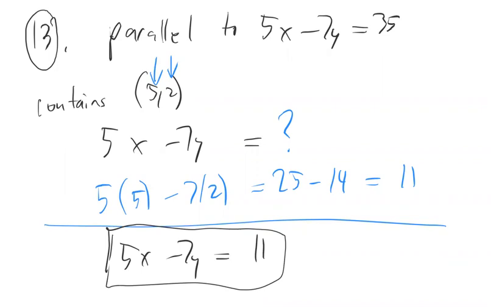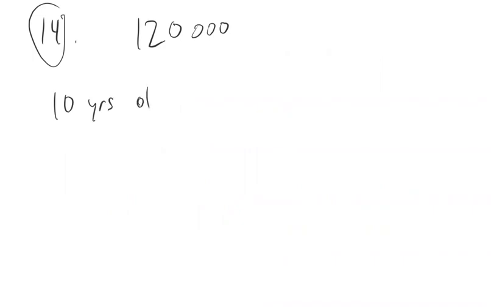Now let's try to do problem 14 on the review. It says a company paid $120,000 for a new 18-wheeler truck. And then when it's 10 years old, it'll only be worth $10,000. So when it's new, that's worth $120,000. Use straight line depreciation to find the value of the truck.